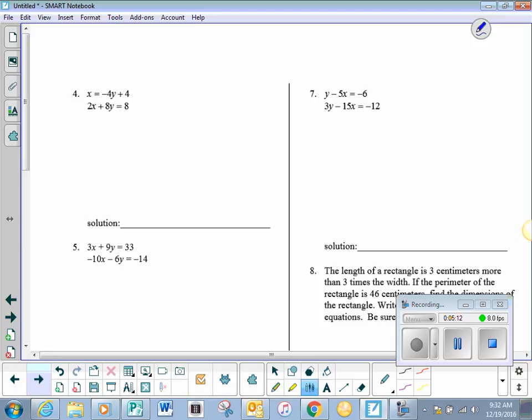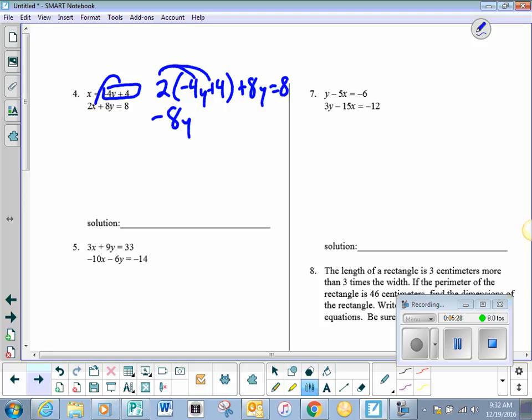Okay, this one's already set up for substitution, so that's what I've used. I'm going to substitute this in for x here. So I have 2 times negative 4y plus 4 plus 8y equals 8. So I have negative 8y plus 8 plus 8y equals 8. A lot of 8s. Crazy 8s. When I simplify this, negative 8y plus 8y is 0, I get 8 equals 8. And we know if we ever get down to this point in an equation, and they're equal, and there's no variable left to solve for, it's infinite solutions.